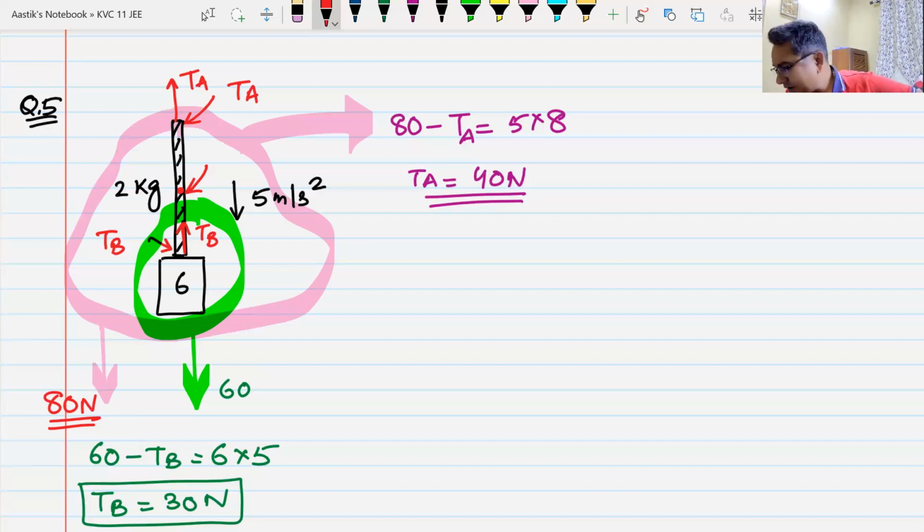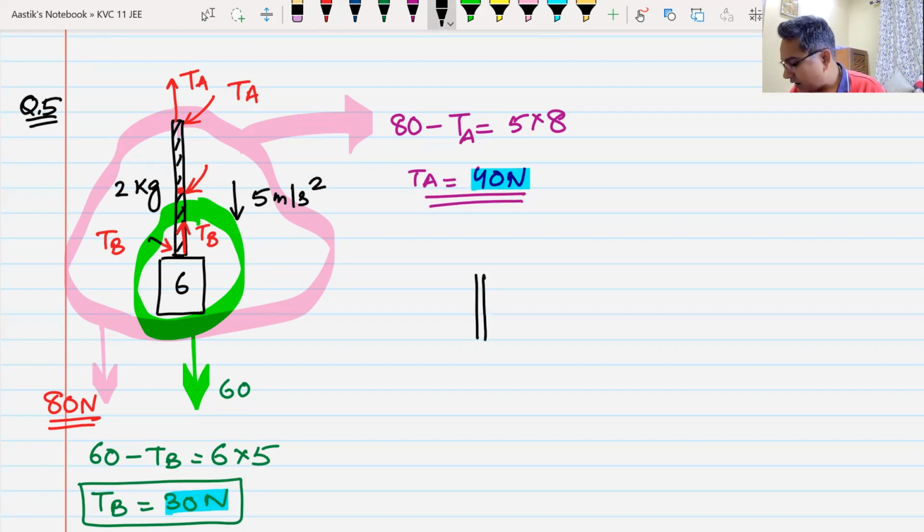35, sir. 35. There are different ways in which you can do this. You can do it by common sense. At the lowest point it is 30. At the highest point it is 40. So in between it will be 35. That's true. You can do it this way, or you can do it in this way.